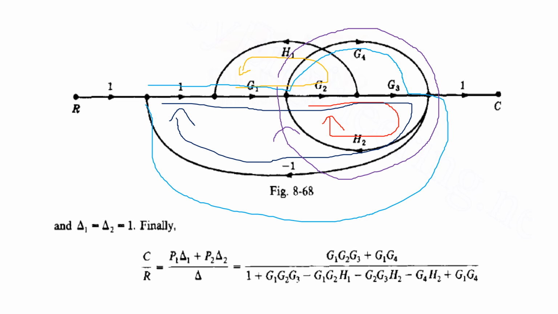1 plus G1 into G2 G3, 1 minus G1 into G2 H1 minus G1 G3 H2 minus G4 H2 G1 and G4. So delta 1 and delta 2 are taken as equal to 1 because all the loops touch each other, so there are no non-touching loops in this example. So by replacing all the loop values, the forward paths and the delta 1, delta 2 values, this is the final transfer function we have got for the given block diagram.